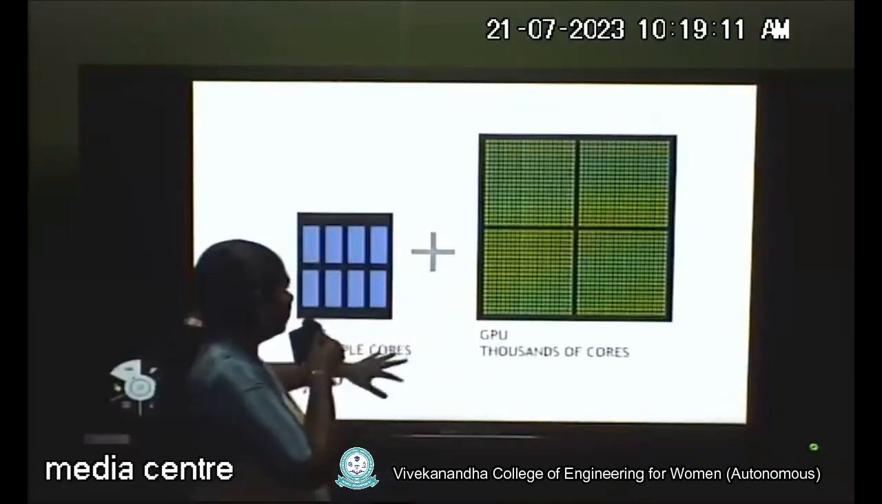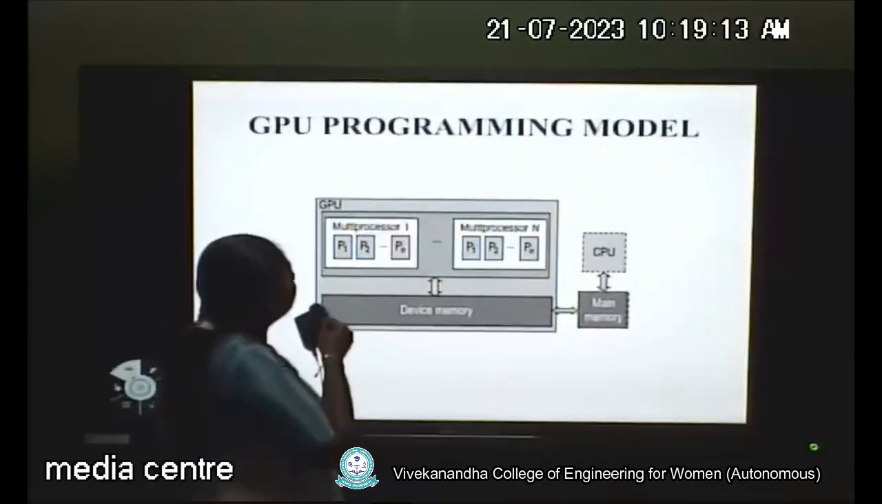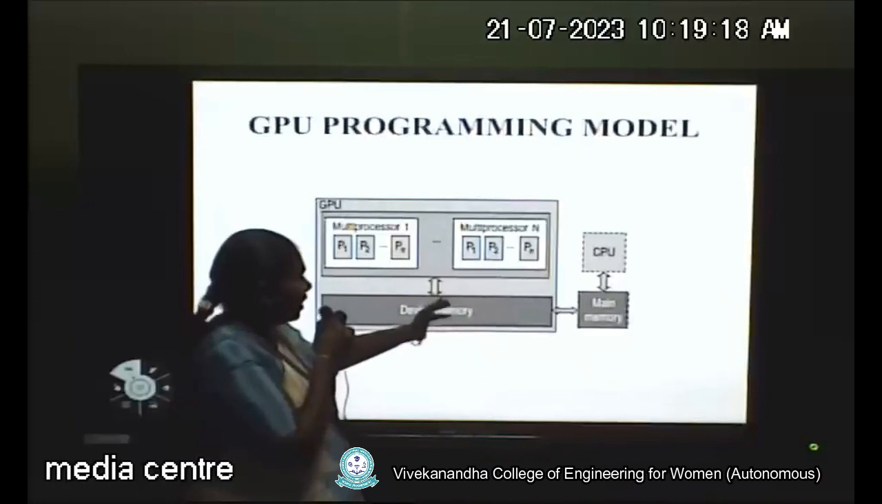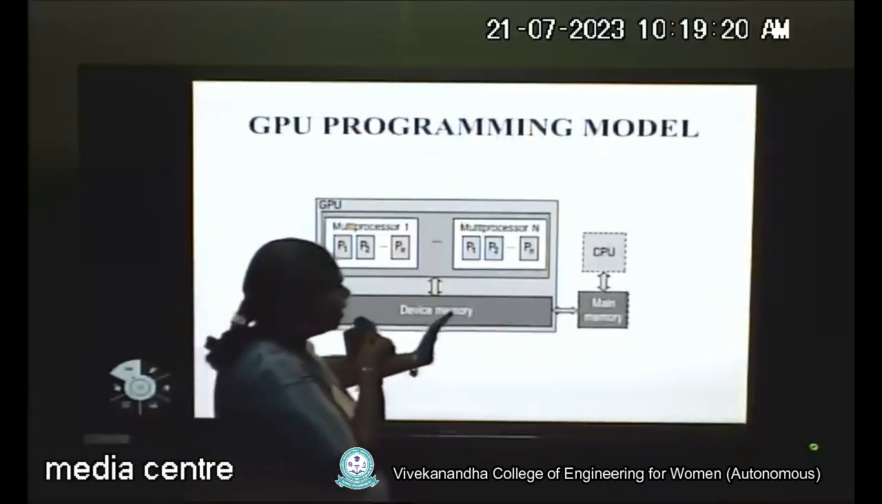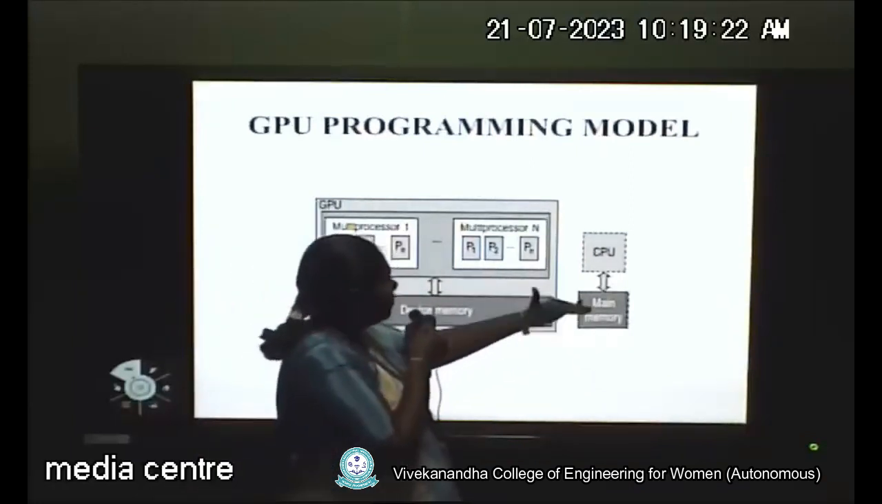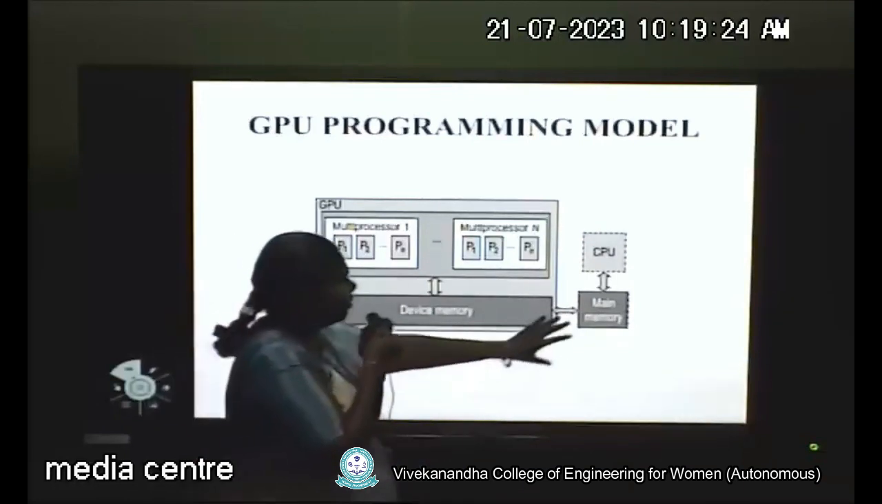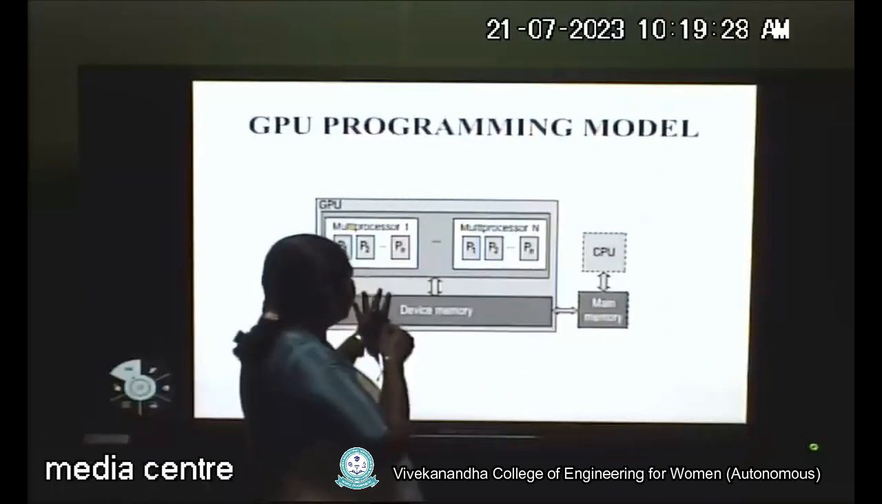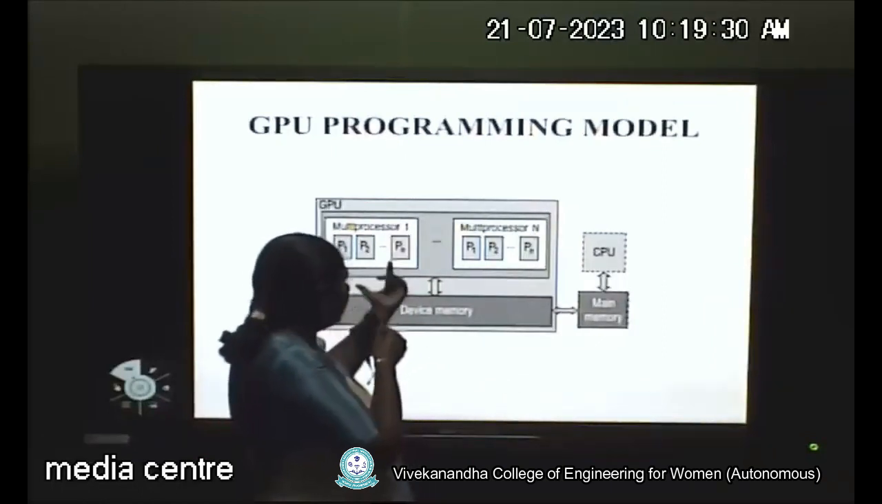Then next, the GPU programming model. Multiprocessor 1 up to multiprocessor n, here having device memory. After that, main memory, then it moves to the CPU. So in a CPU system there is only main memory, then the CPU. Those are all the connections. But in a GPU we also have device memory. Then the multi-core means the processors are more.